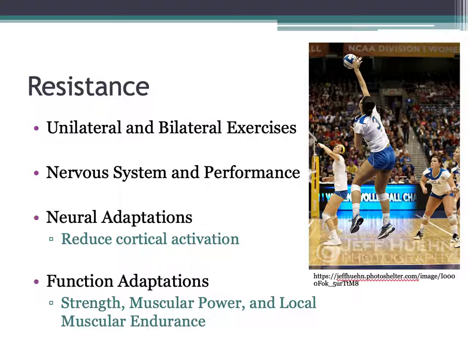Volleyball players can obtain neural and functional adaptations through resistance training. Resistance training can enhance performance by reducing the amount of cortical activation, which interferes with correctly performing an exercise. Functional adaptations can be acquired by training strength, power, and local muscular endurance. Strength can be improved by high resistance with few repetitions. Muscular power combines both strength and speed of movements. And lastly, local muscular endurance is indicated by the ability to endure muscle fatigue with less than maximal resistance.